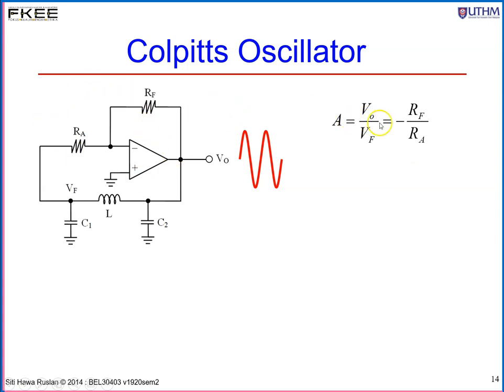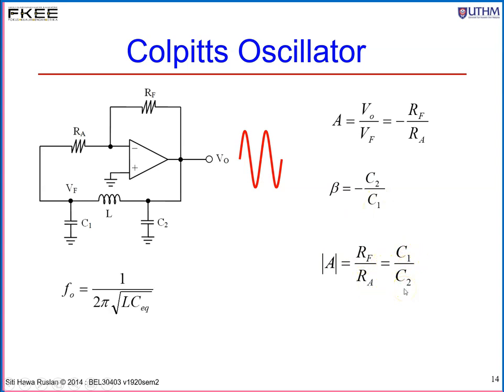Okay, so for Colpitts oscillator, in order to produce a sinusoidal waveform, you must remember the amplifier over here is an inverting amplifier with a gain minus RF over RA. This is your RF, RA. Your beta over here is minus C2 over C1. And in order to design that, the ratio of RF over RA must equal the ratio of C1 over C2. Your F naught is given by this feedback network, the circuit at the bottom, and F naught equals 1 over 2 pi square root of L C equivalent, where C equivalent is C1 C2 over C1 plus C2.